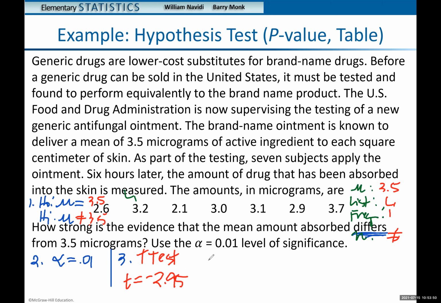And then step number 4, copy your p-value, 0.0256. Okay, and step number 5, copy your p-value here, 0.0256, and compare it with your alpha. Is it less than or greater than? Greater than 0.01.